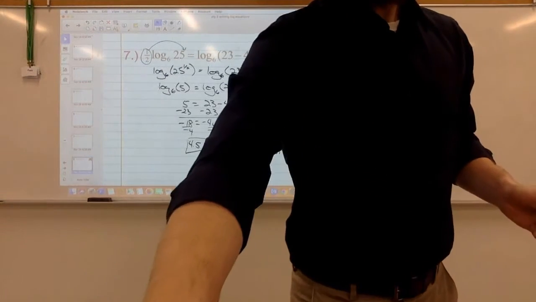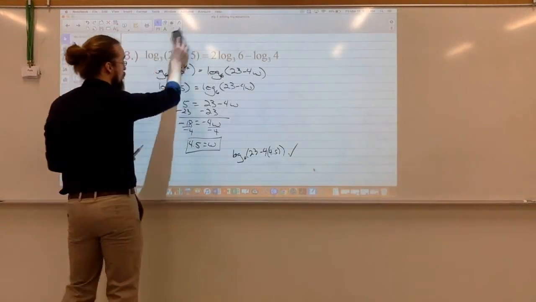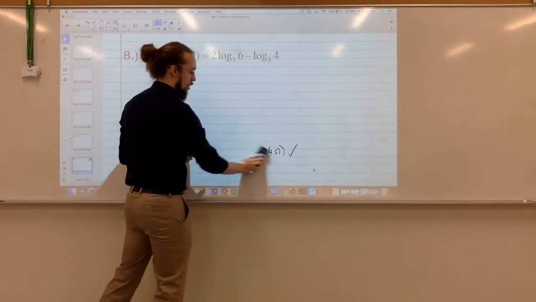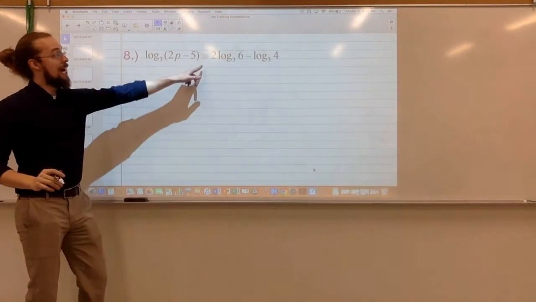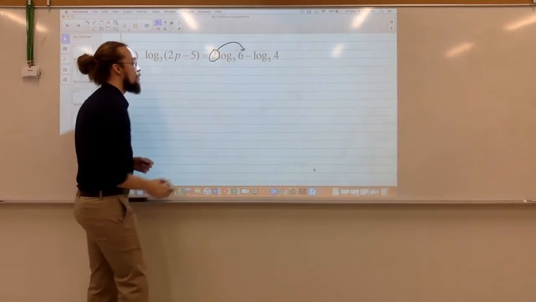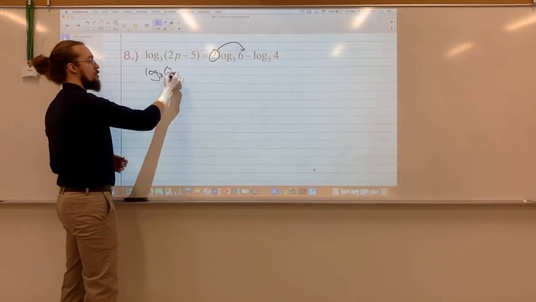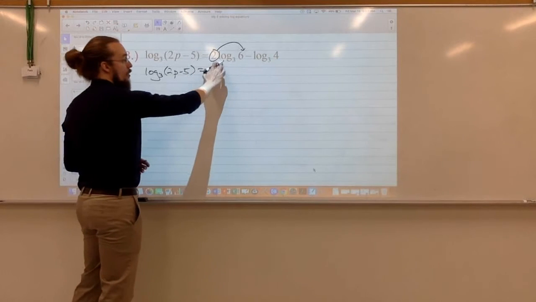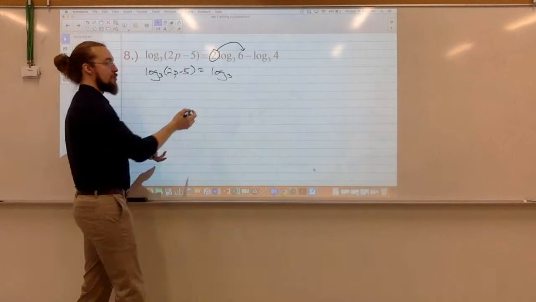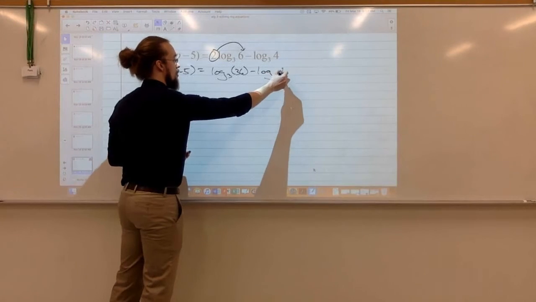Then number 8. Okay, on the right side of the equation here, we actually have to use 2 properties to condense this side into a single log. Okay, first, I have a coefficient on just this log, so I would need to bring that coefficient up as an exponent. So I'm not doing anything to this side. So log base 3 of 2p minus 5. Now if I bring this up, I would have 6 to the 2nd power. 6 to the 2nd power is just 36, so I'll go ahead and write this as 36 minus log base 3 of 4.